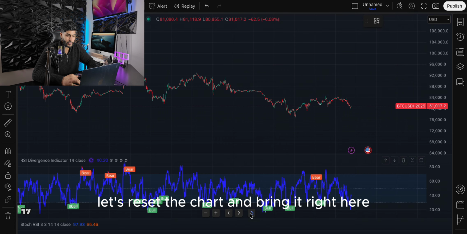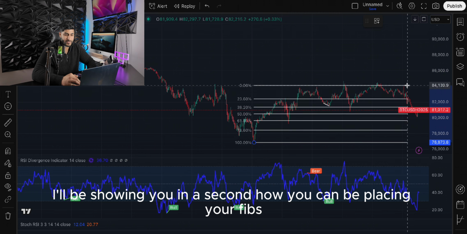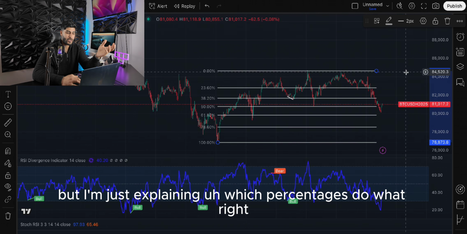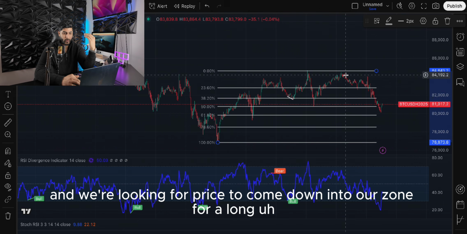Let's reset the chart and bring it right here. And I'm going to go from the bottom to the top. Obviously, I'll be showing you in a second how you can be placing your fibs, but I'm just explaining which percentages do what, right? So you can see that here we're doing a fib retracement tool, and we're looking for price to come down into our zone for a long.